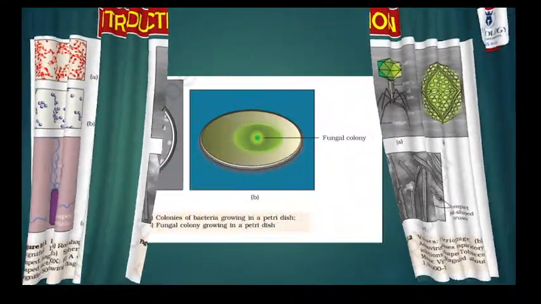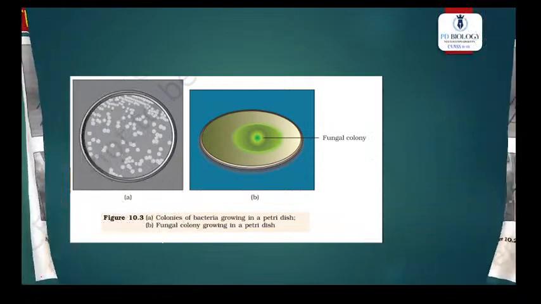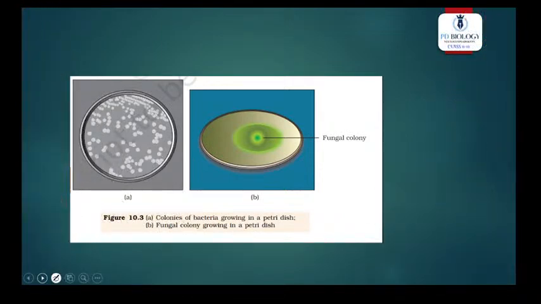The next diagram, that is the colonies of bacteria. This is the petri dish and the colonies of bacteria are there. And in this petri dish, the fungal colony are shown.